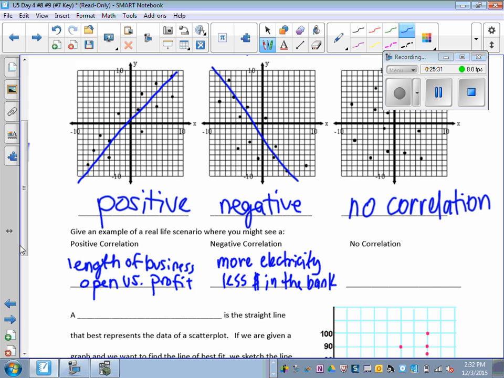Good. All right, then how about no correlation? Two things that don't affect each other. That would be a no correlation. That's hard. This is a little bit harder.